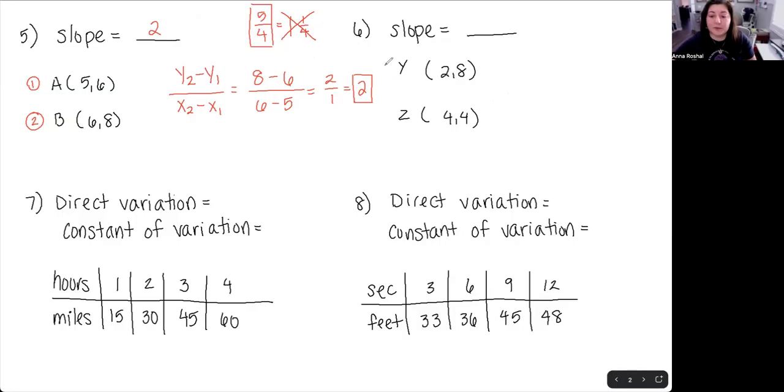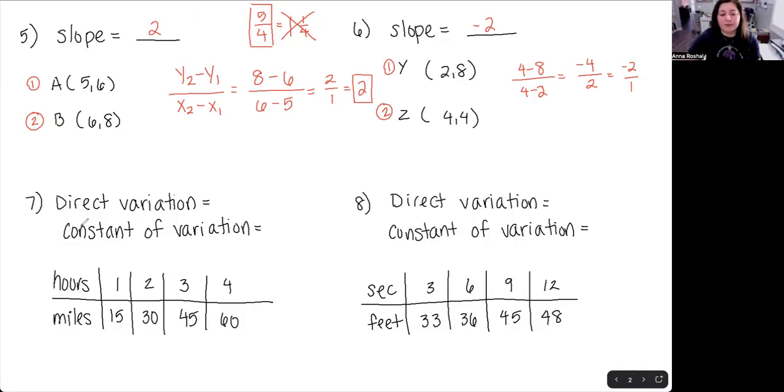Okay, same slope. I'm going to choose this as point 1, and this is point 2. So I'm going to go 4 minus 8 over 4 minus 2. So -4/2. Simplified would be -2/1 or just -2.